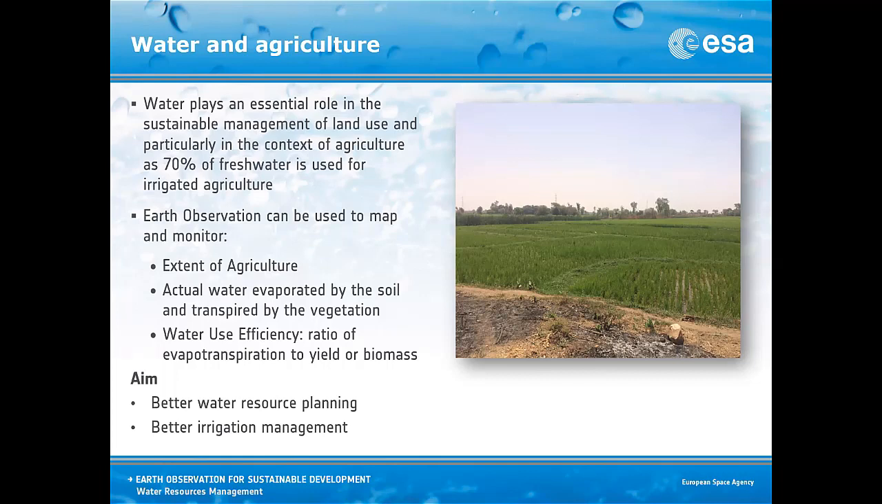It can be used to estimate the water evaporated by the soil and transpired by the vegetation, the evapotranspiration, which again can be used to calculate the water use efficiency. And altogether, that means Earth observation should have a role here to support better water resource planning and also management of irrigation.